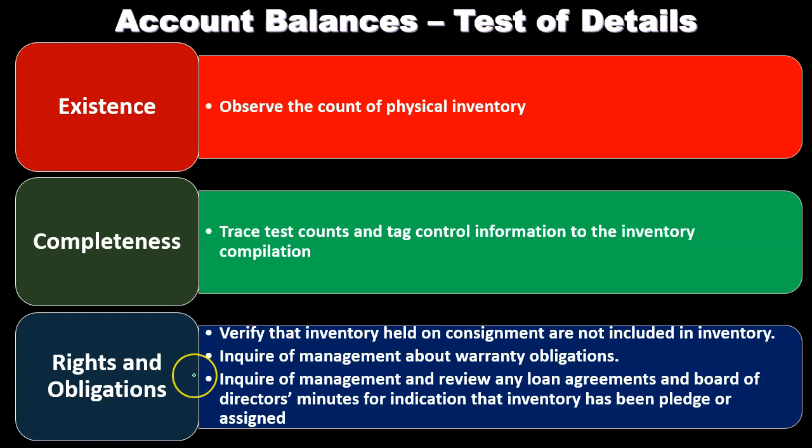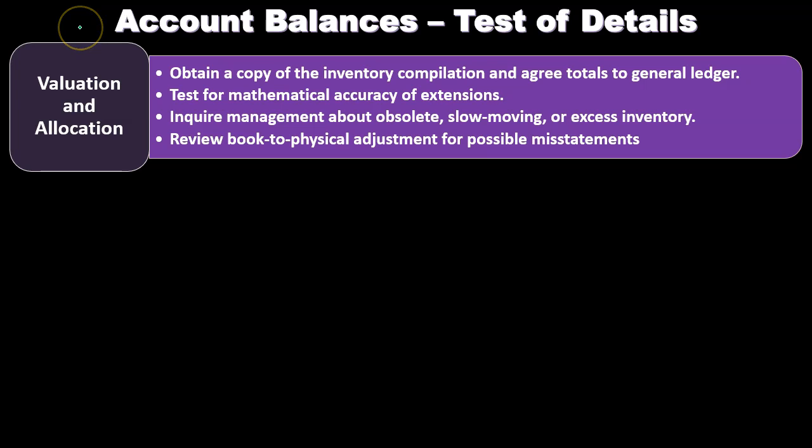And then we're going to inquire of management and review any loan agreements and board of directors minutes for indication that inventory has been pledged or assigned. So what if the inventory has been pledged or assigned in some way? We need to get some indication from that. We're going to inquire of management about that. And then we're going to take a look at any loan agreements that might be in place, as well as scan through the minutes, looking specifically for any assignment of the inventory in any way that would violate or change what we would consider to be the rights and obligations related to inventory.